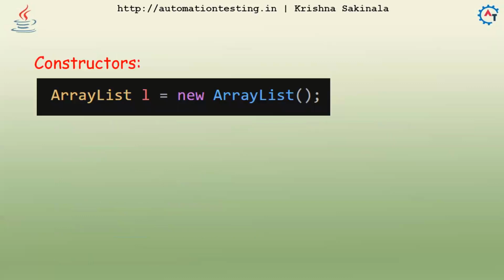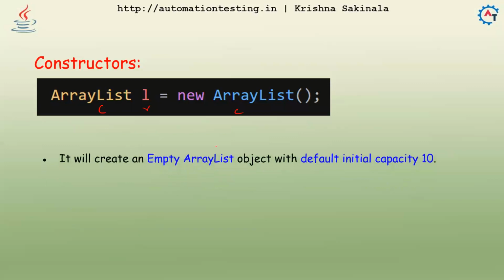As it is a class, it has multiple constructors. One of the constructors is the simple one, the basic constructor: object reference, new, class. ArrayList l = new ArrayList(). This is how you will initialize an ArrayList.